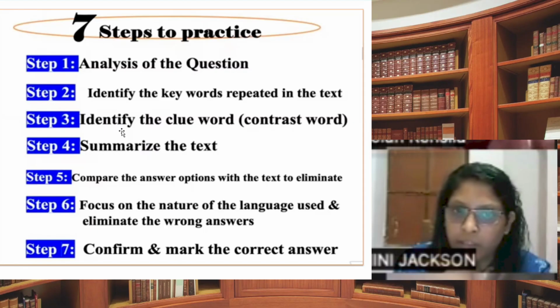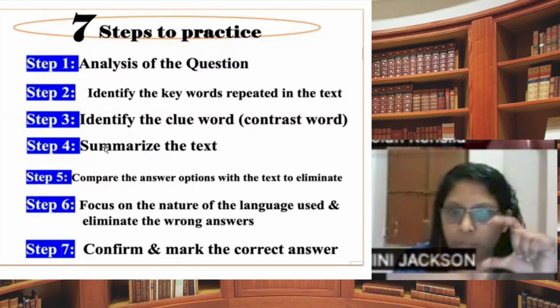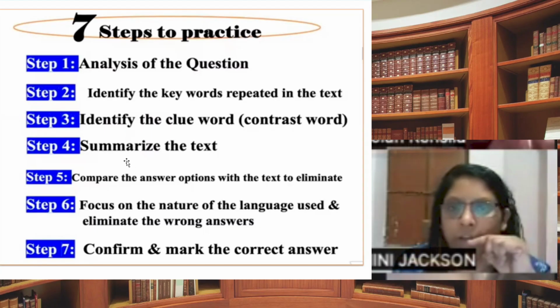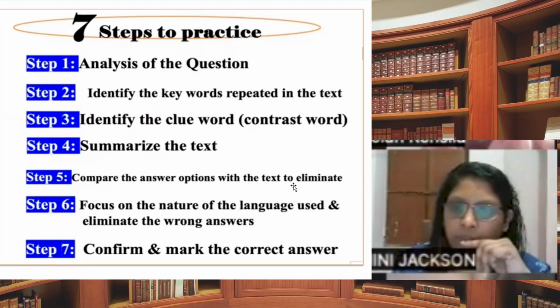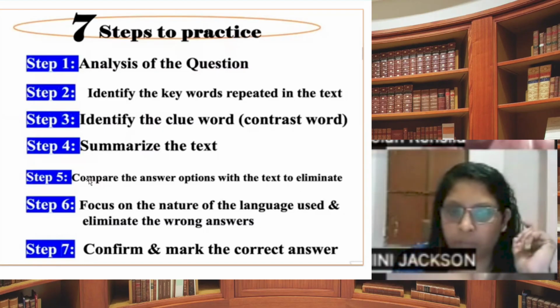Whenever we read the topic, we have to summarize it, maybe 10 sentences, 10 lines, we have to cut down into a short sentence, a short paragraph. Then the fifth one is compare the answer options with the text to eliminate. Already in the B part also we have seen how we match the answer or eliminate with the option and the text.